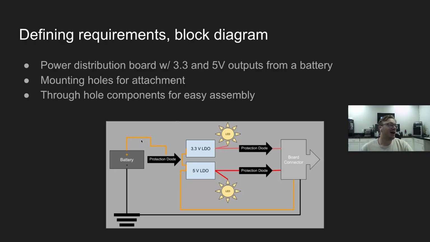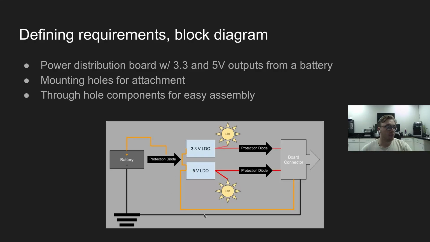So this is a simplified block diagram of how the board is going to work. The battery is going to go through a protection diode. This makes sure that current can only flow one way. So let's say you flip the terminals of the battery, it wouldn't fry everything on the board. Really cool. So protection diode, it's then going to power the 3.3 volt and the 5 volt LDOs.